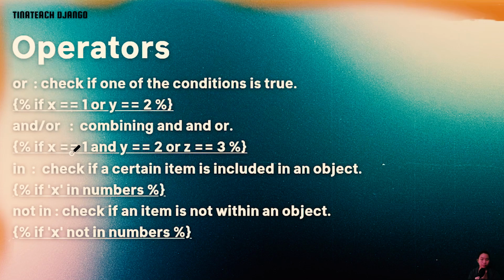In, very simple, checks if a certain item is included in an object. If x in numbers, let's say, and numbers is an array, is a variable. Not in, the opposite of in, checks if an item is not within an object. If it's not, it will evaluate into true. If it is, this will evaluate into false. And the opposite is for in, okay?